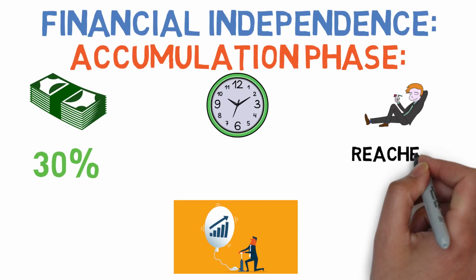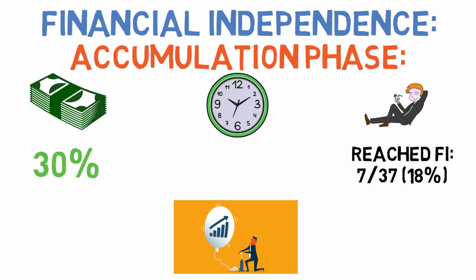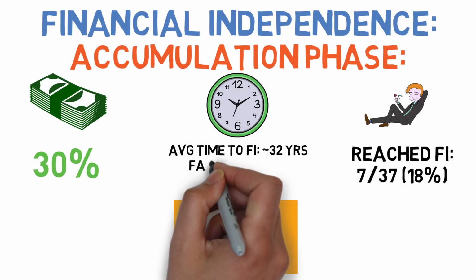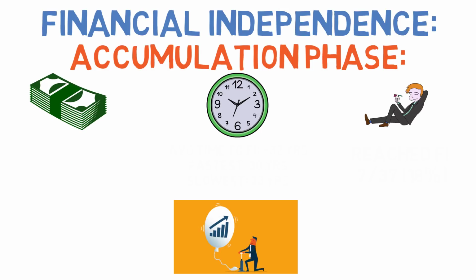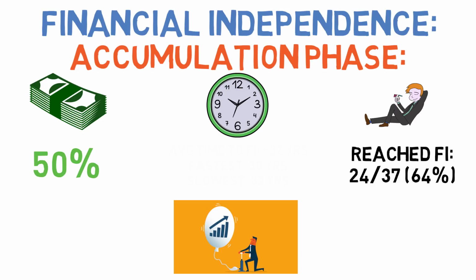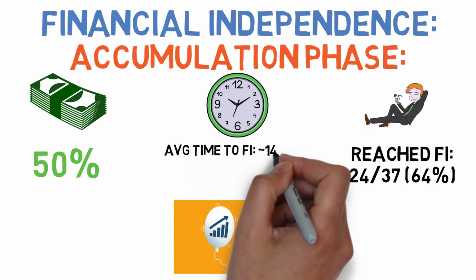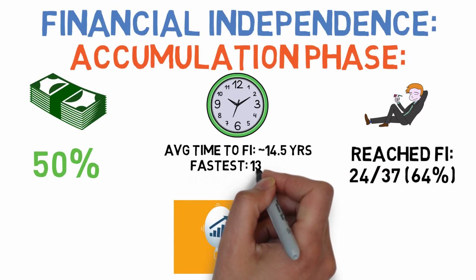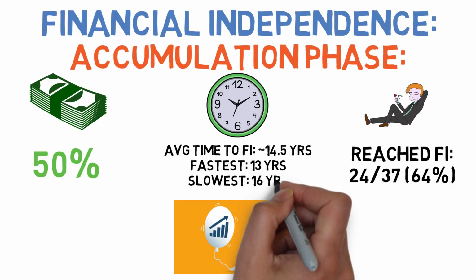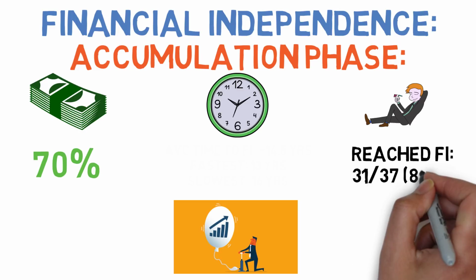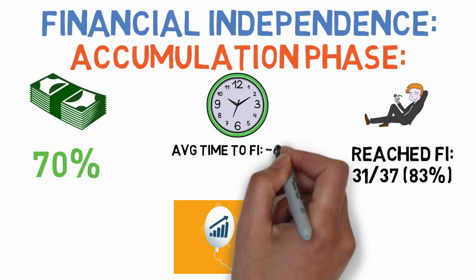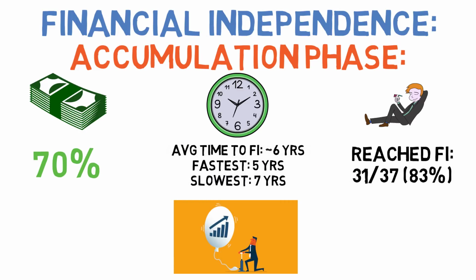However, with a 30% savings rate, we would have reached our goal in 7 of the 37 scenarios. On average, it took about 32 years to reach FI, with the fastest being 30 years and the slowest being 33 years. With a 50% savings rate, a hypothetical investor would have reached financial independence in 24 of the 37 scenarios, on average taking about 14.5 years to do so, with the fastest being 13 years and the slowest being 16. And finally, with an absolutely crazy 70% savings rate, the numbers improve still further, with a hypothetical investor reaching FI in 31 of the 37 scenarios, taking on average anywhere from 5 to 7 years to do so.